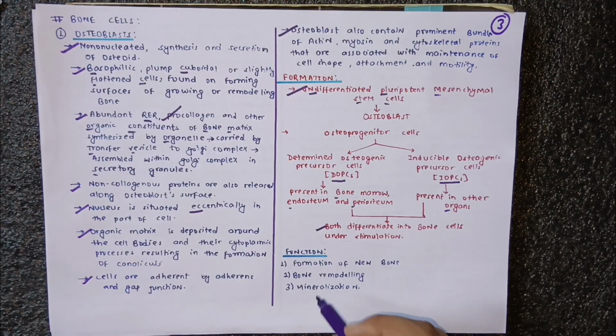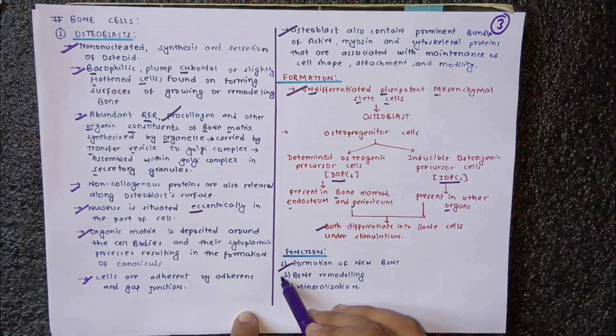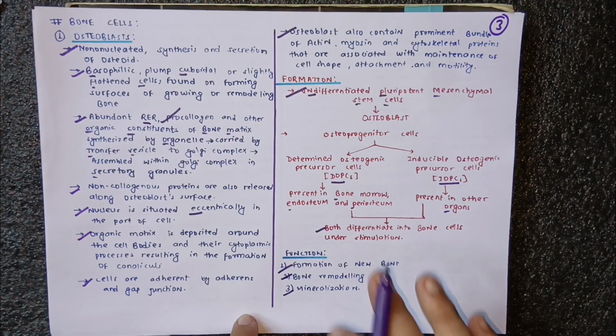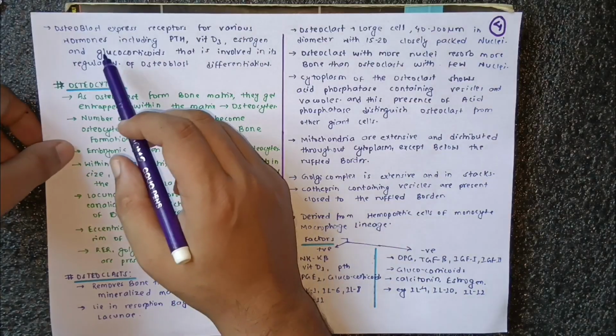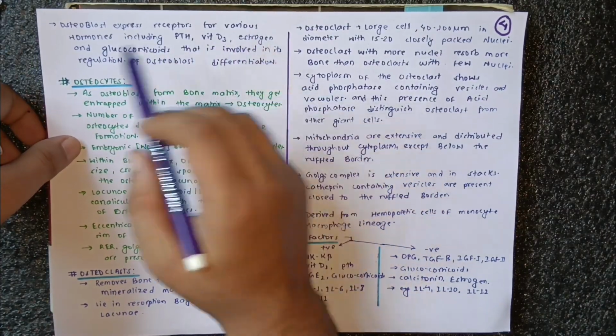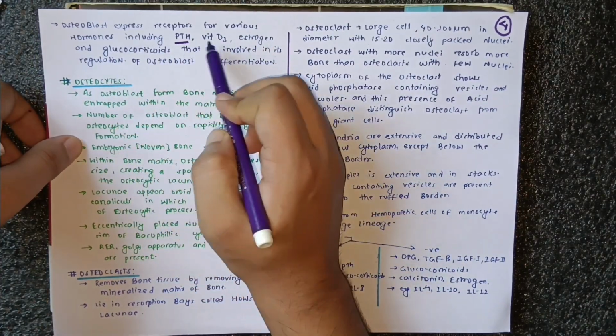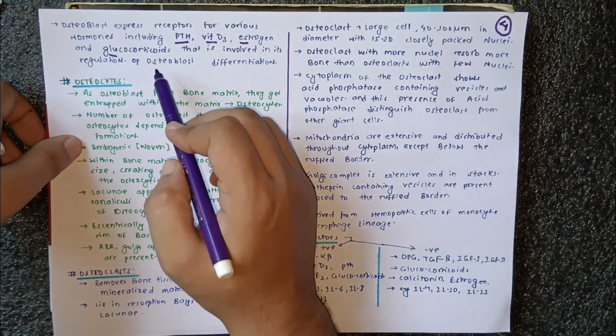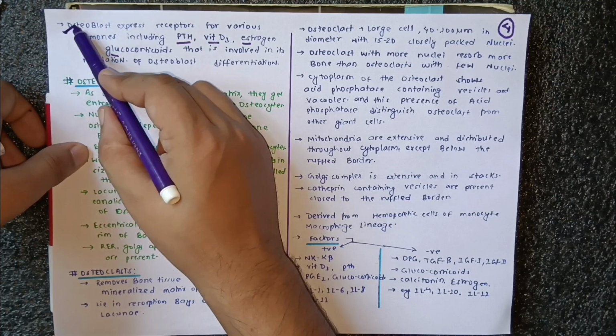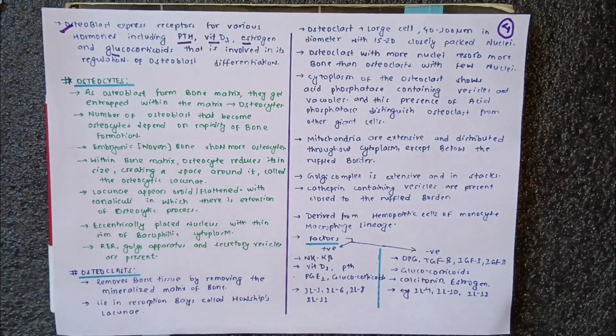After that, in the function section: formation of the new bone, bone remodeling and mineralization. In another point, osteoblasts express receptors for various hormones, including parathyroid hormone, vitamin D3, estrogen, and glucocorticoids, which are involved in the regulation of osteoblast differentiation. So this is also very important. In the regulation section of the osteoblast, we have parathyroid hormone, vitamin D3, estrogen, and the glucocorticoids involved.